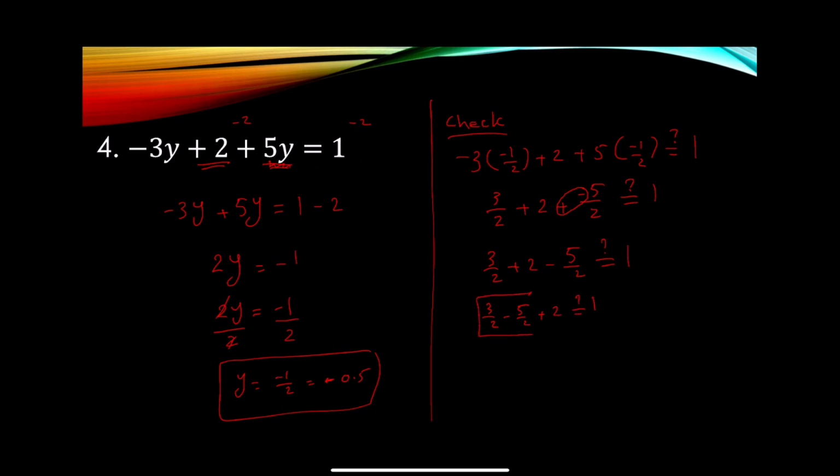Now let's work on this. Unified denominators. So 3 minus 5 is negative 2 over 2 plus 2, is it equal 1? We know that negative 2 over 2 is negative 1 plus 2, the answer is 1. So 1 is equal to 1. Example number 5.